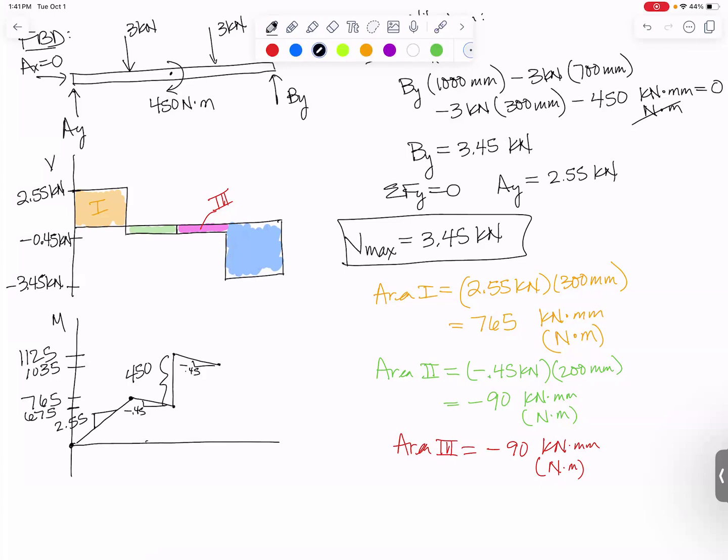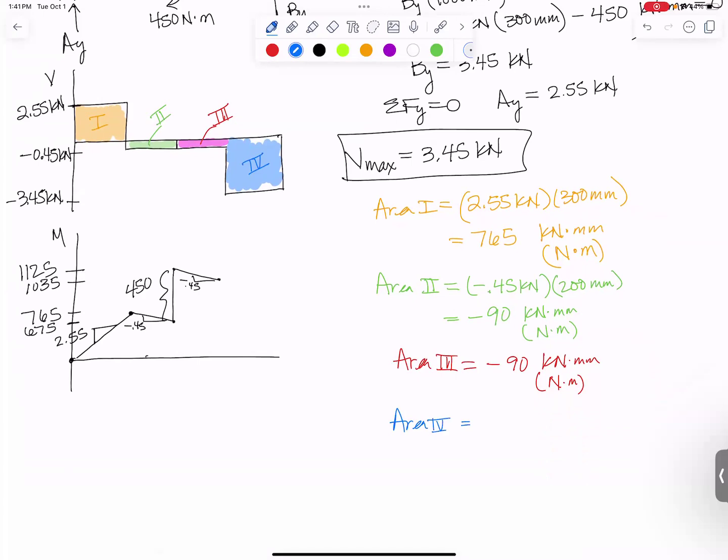Okay, finally, I have my blue curve right here. So I'm going to find the area of that, call that one area 4. Okay, area 4, let's find it. It's got a magnitude of minus 3.45 kilonewtons, and it lasts for 300 millimeters. So if we multiply that out, we get minus 1035 kilonewton millimeters or newton meters, which is great because I happen to be sitting right at 1035. So this will take me right perfectly back to 0. And the slope there should be pretty big and negative. The slope should be a minus 3.45 slope.